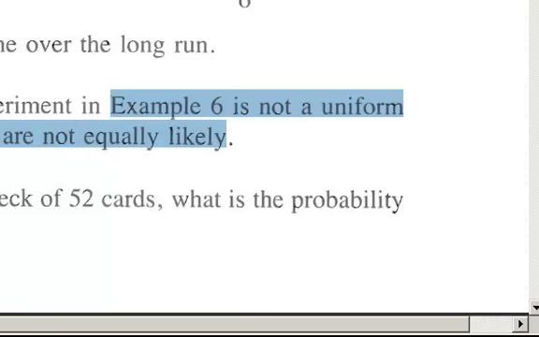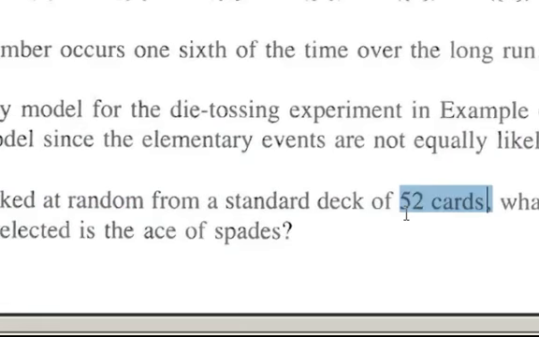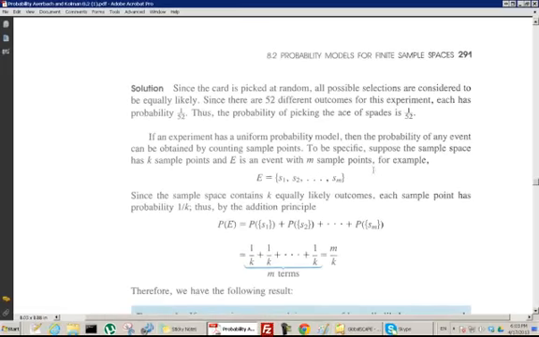If a card is picked at random from a standard deck of 52 cards, what is the probability that the card selected is the ace of spades? That's 1 out of the 52 cards. If they're all equally likely, then the probability is 1 over 52. Let's read it. Since the card is picked at random, all possible selections are considered to be equally likely. Since there are 52 different outcomes for this experiment, each has probability 1 over 52. Thus, the probability of picking the ace of spades is 1 over 52.